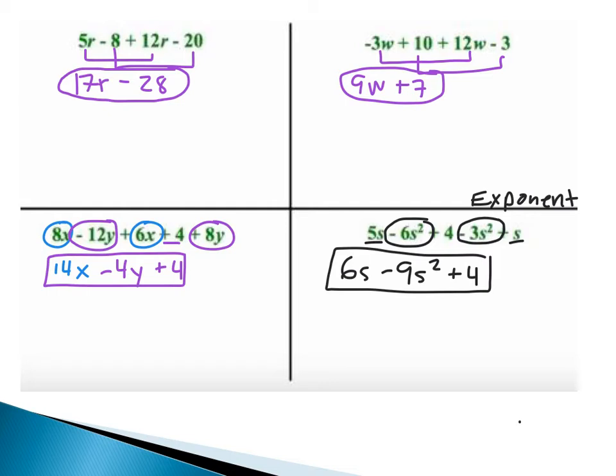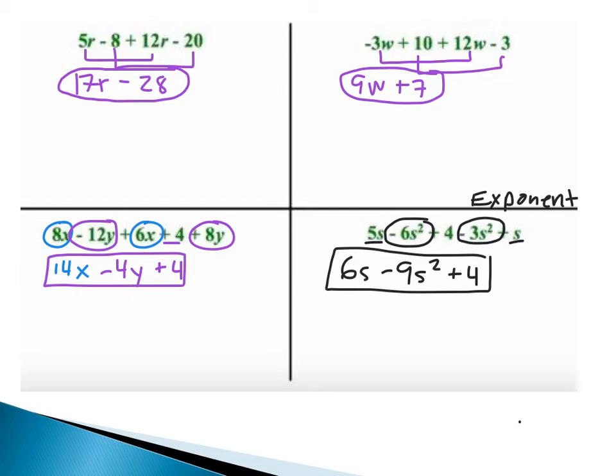The first one should have been a little easy, right? I have here x and y. So what I did is I looked at 8x, and I found the other 6x. That's 14x. Negative 12y plus 8y, get negative 4y. Notice there's just a 4 left over. Can I combine that with anything? Well, there's no other numbers, so no. 4 just stays by itself. So I get 14x minus 4y plus 4.